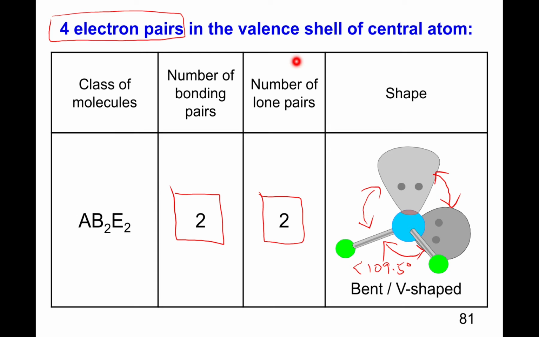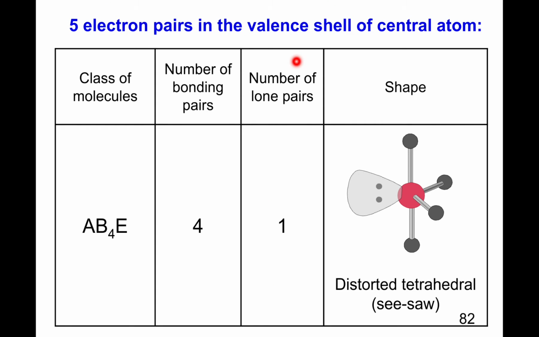Okay, but if we focus on the example H2O, the bond angle for H2O is 104.5 degrees. Okay, next.